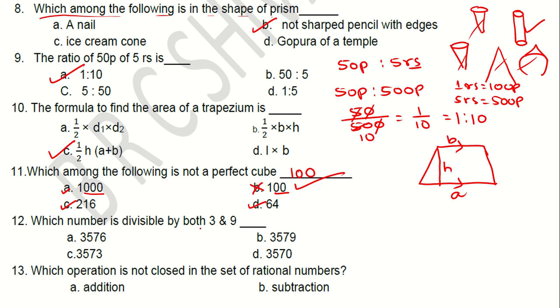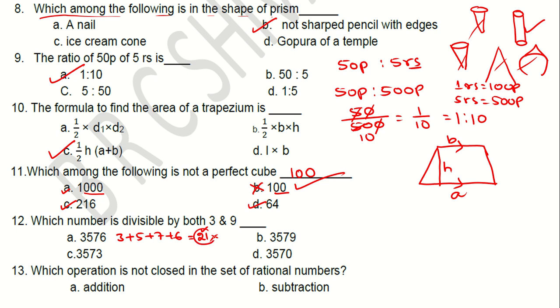Which number is divisible by both 3 and 9? For the divisibility rule of 3 and 9, if you add the digits, that decides the factors 3 and 9. So if you add the digits here, 3, 5, 7, 6: 3 plus 5 plus 7 plus 6, 8 plus 7 is 15, plus 6 is 21. Here it is divisible by 3 but not by 9. Therefore it is not divisible by both.